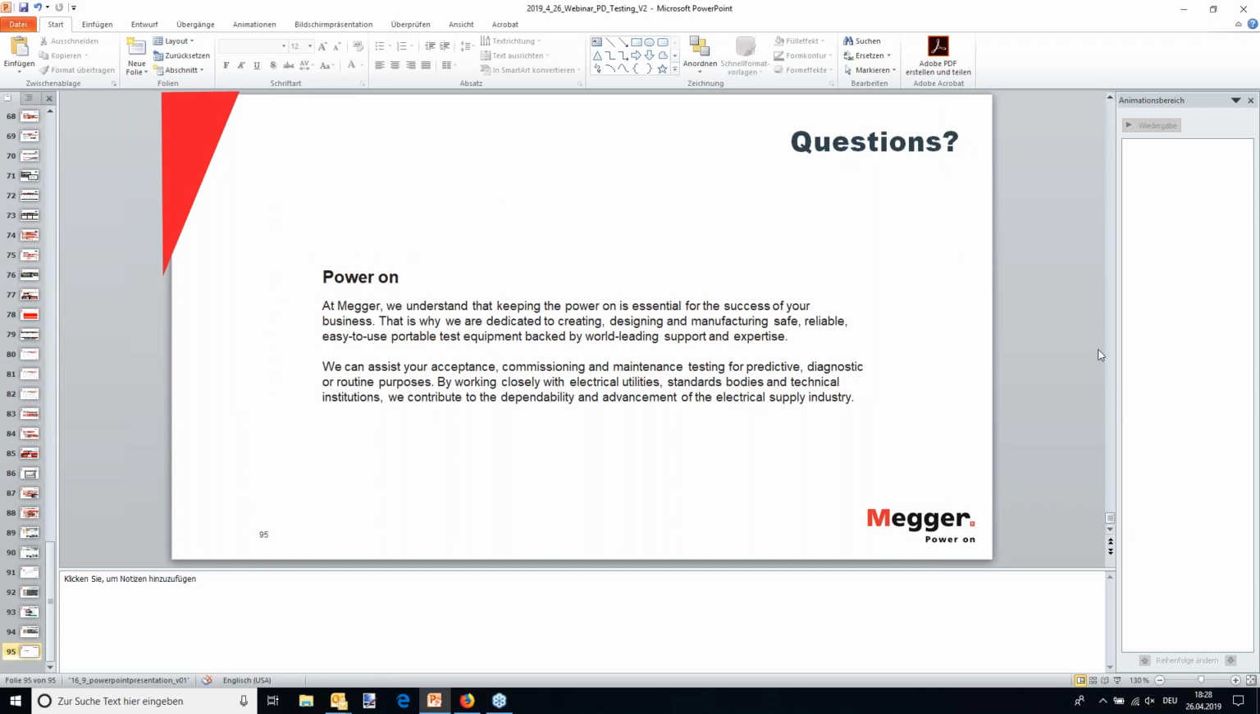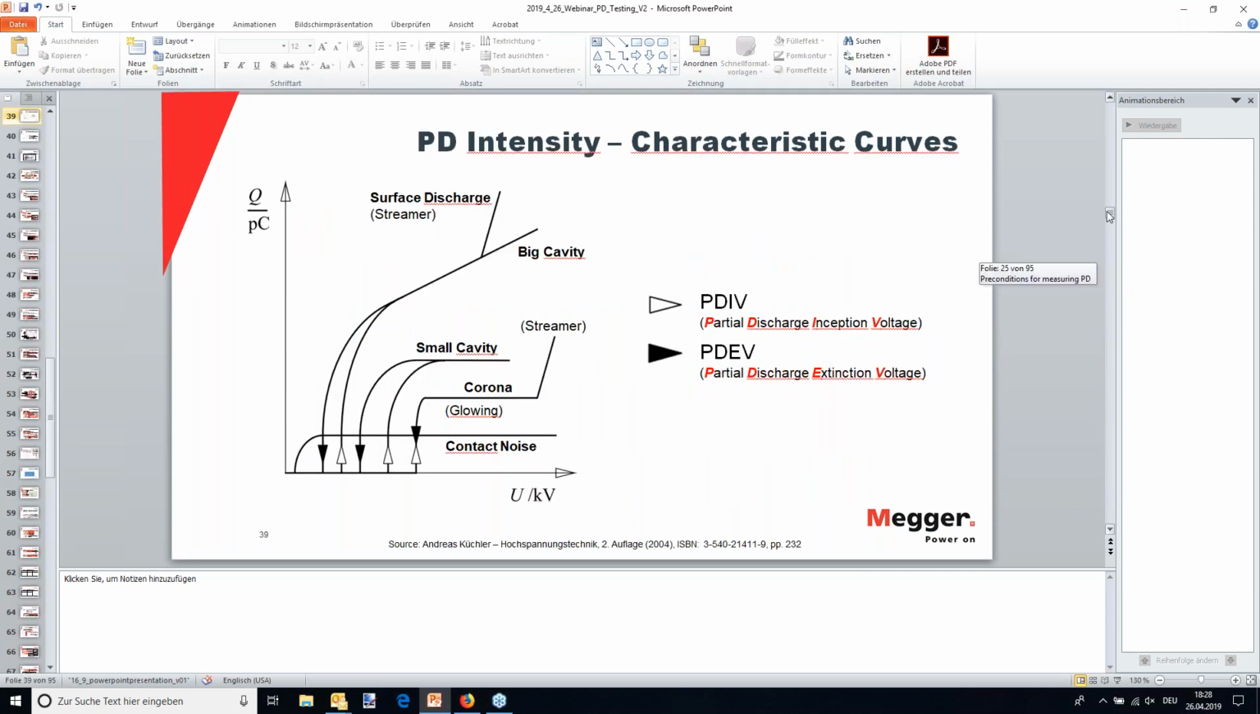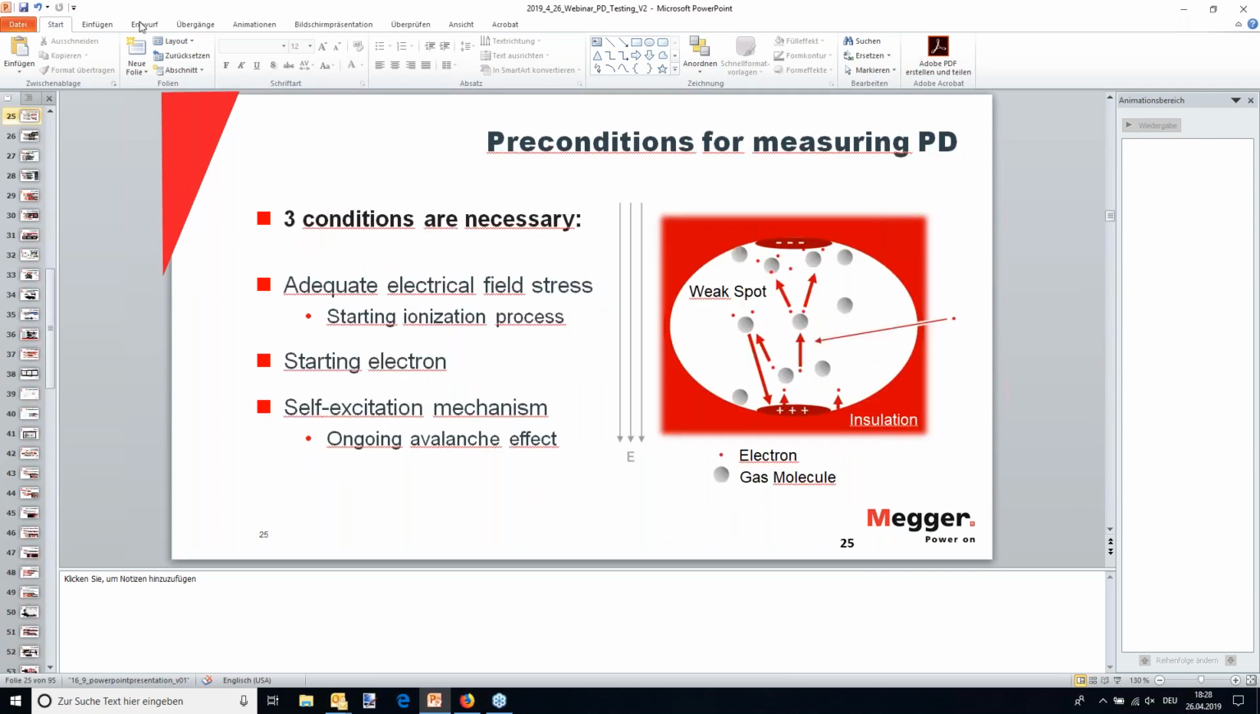So if we think about a cable, let me just jump back here. I think you should still be able to see the screen. Yep. One moment.